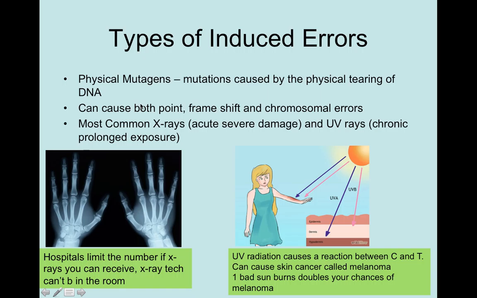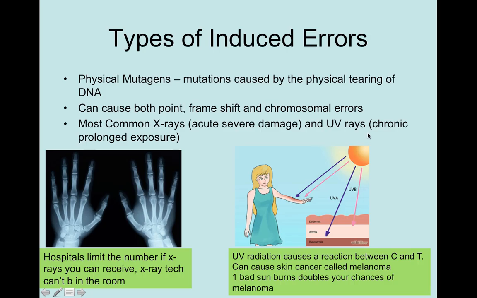The first one is physical. Okay? And they are considered things like X-rays and UV damage. And they're mutations caused by the physical tearing of DNA. So X-rays come in and start basically tearing your DNA apart. It can cause all kinds of point, frame shift, and chromosomal errors. X-rays, so that's why you can't get a lot of X-rays. You can get a limited amount. Same with like CT scans. You can't get a ton of them because they don't want to expose you to all this radiation.